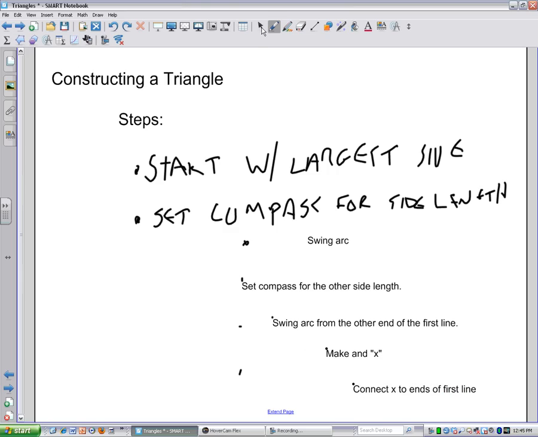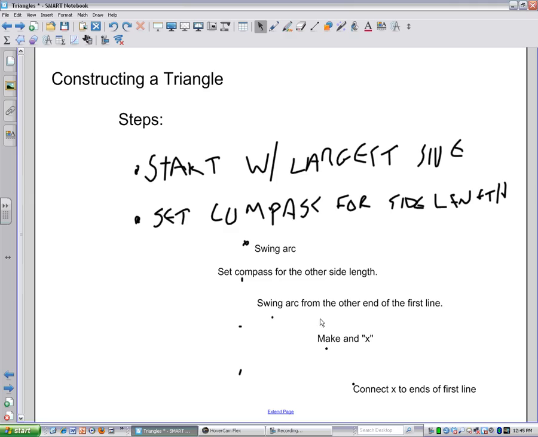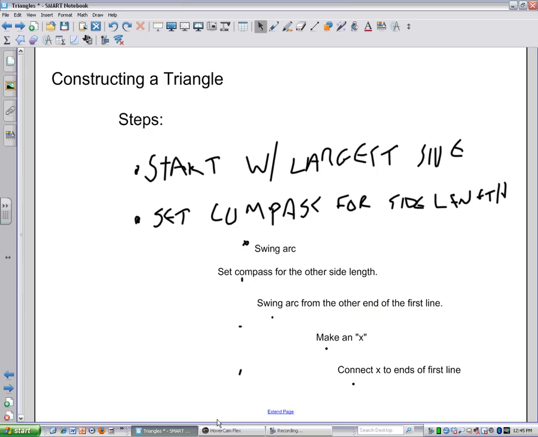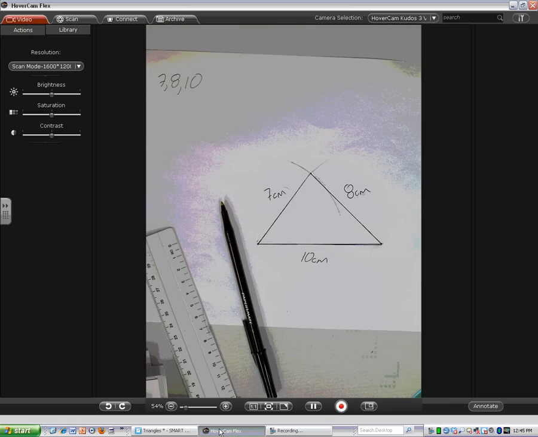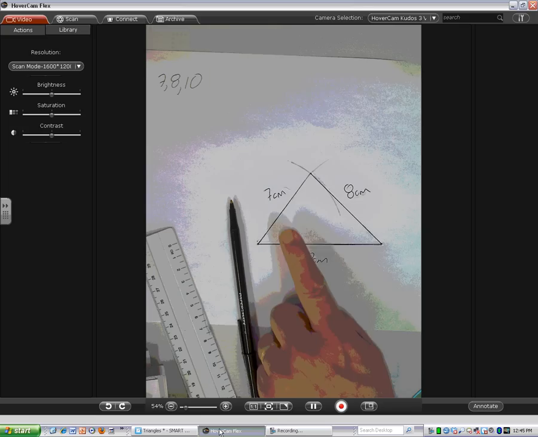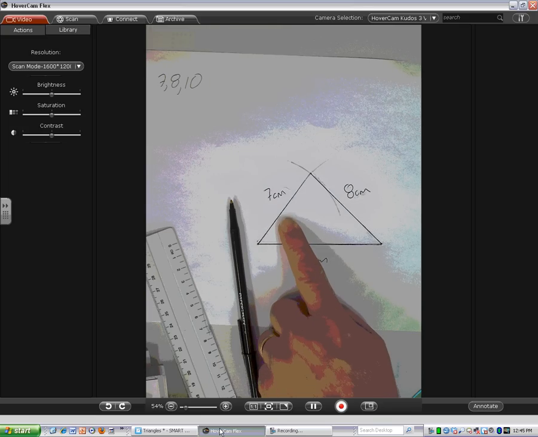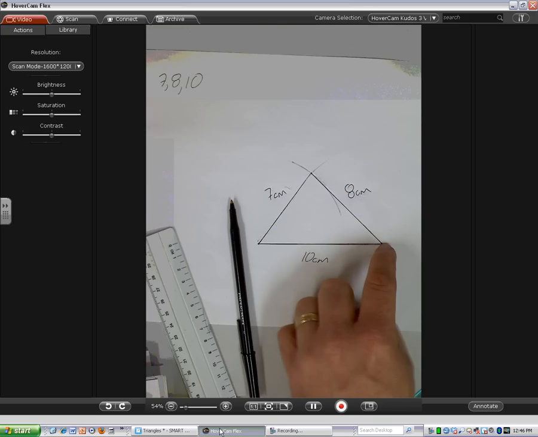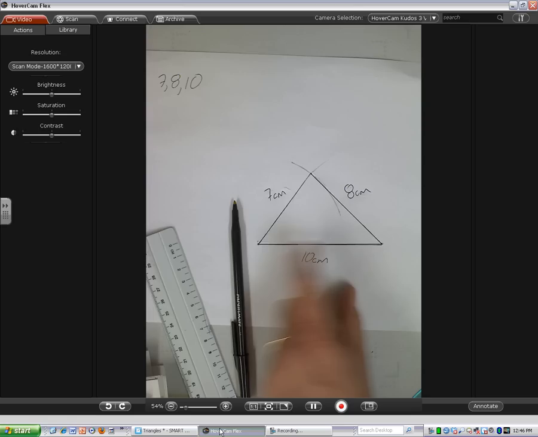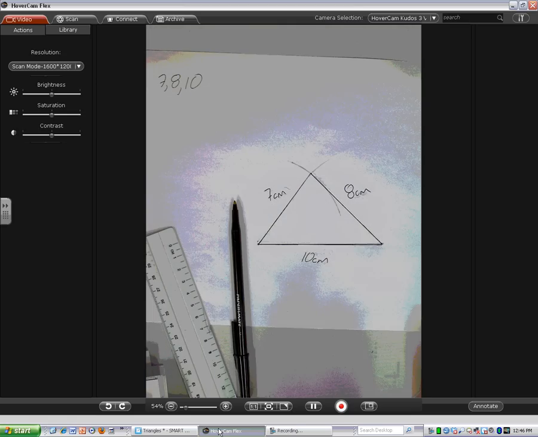Okay, so let's see if we can make this all look nice. We swing an arc, we set our compass for the other side length, swing the arc from the other side, we make an X, and we connect. So if I go back to my picture, we started with this line down here. I drew that freehand. I always pick the largest side because then I don't have to set my compass that big. Then I went with 7 centimeters and swung the arc. Then I went with the 8 centimeters and swung the arc the other way, like that. Made the X. I connected from the X to there, and voila, a triangle just for you.